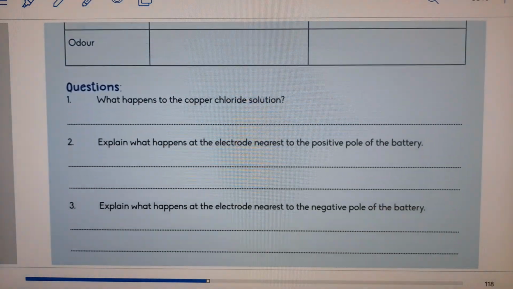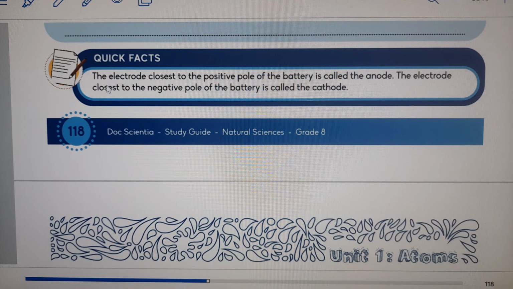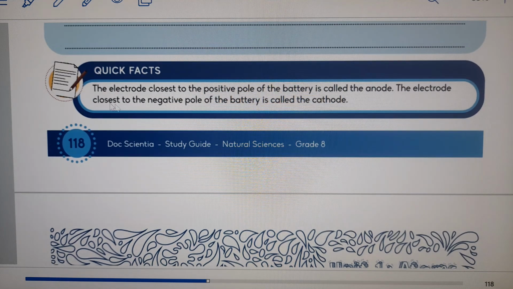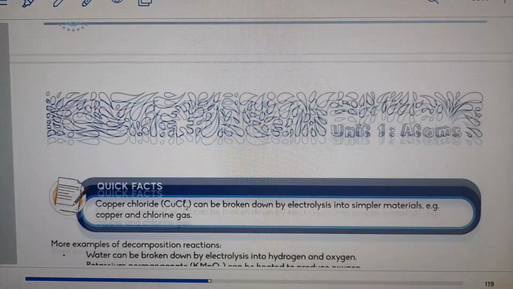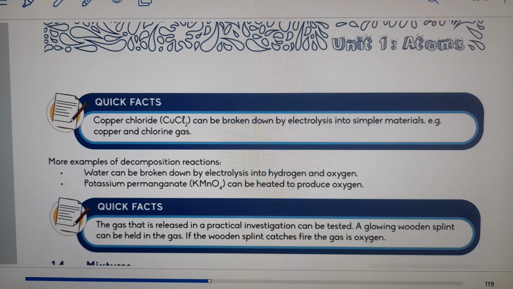I want us to go straight to page 118 and look at the electrode. They say it's just a fact. The electrode closest to the positive pole of the battery is called the anode, and the electrode closest to the negative pole of the battery is called the cathode. For now, don't stress about this. When we do the practical, you will know what an anode and a cathode are. I will explain when we get to that part. So I just want us to wrap up the compounds section.